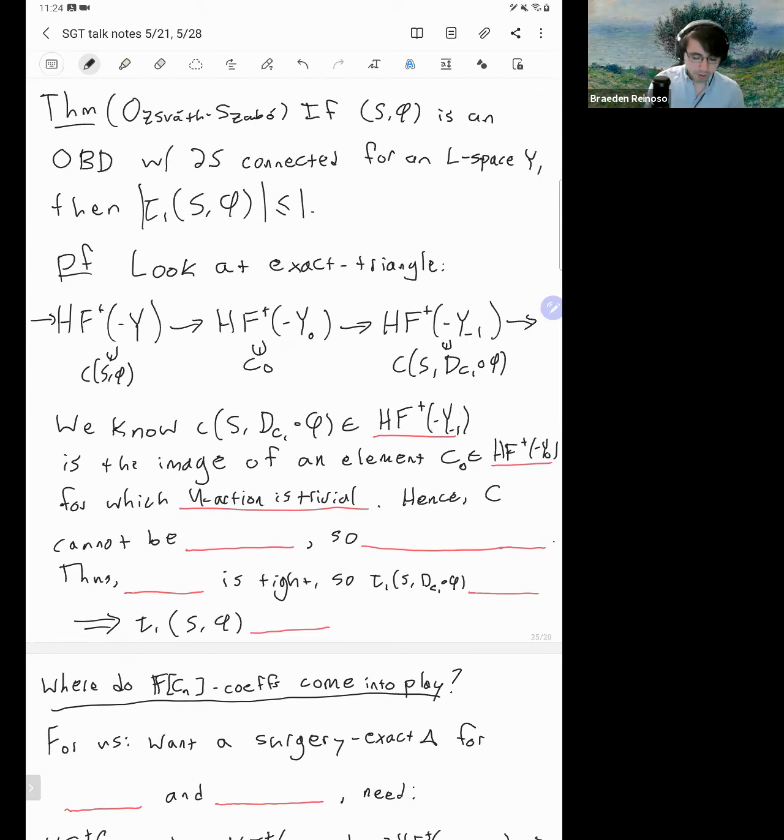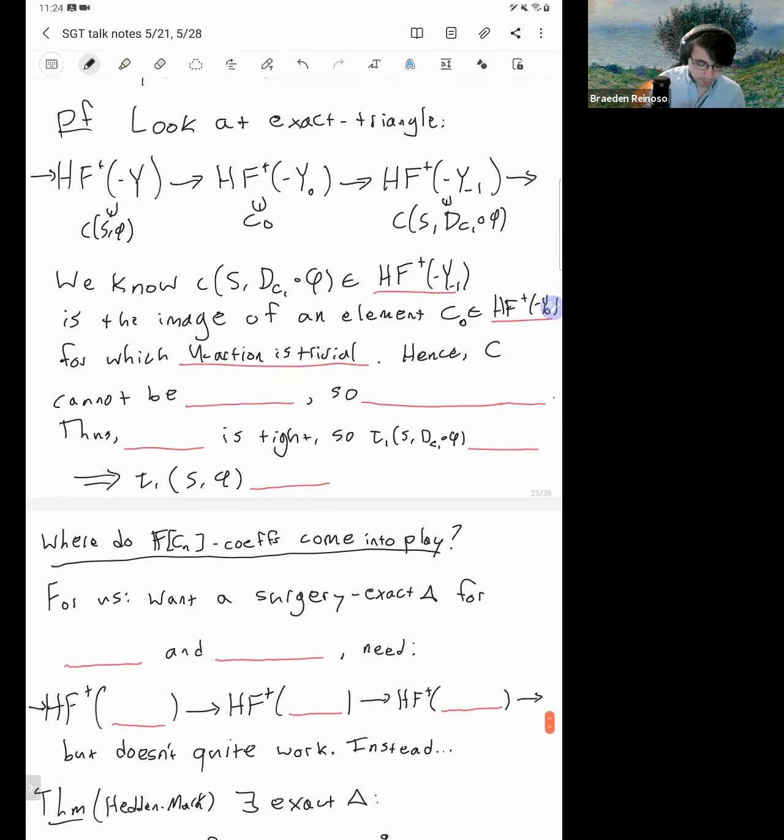And that's kind of the key property in this proof, is that the U action is trivial on C0. So then it turns out that this C0 cannot be in the image of anything from HF plus of minus y. And that's just because it's an L space. So everything's in the image of U in an L space. And since your U action is trivial, and these maps are all equivariant with respect to U, it can't possibly be in the image of something.